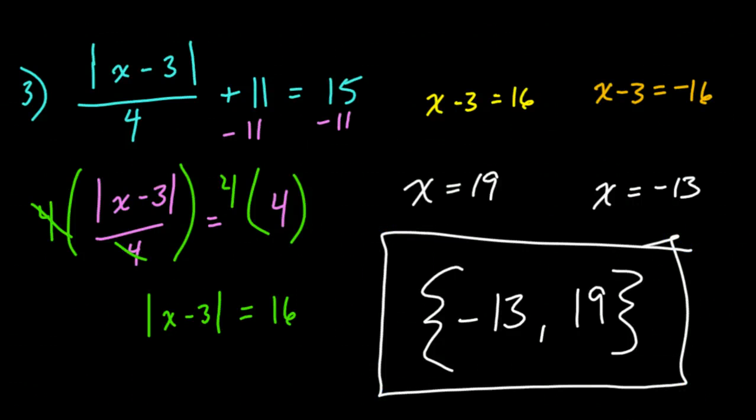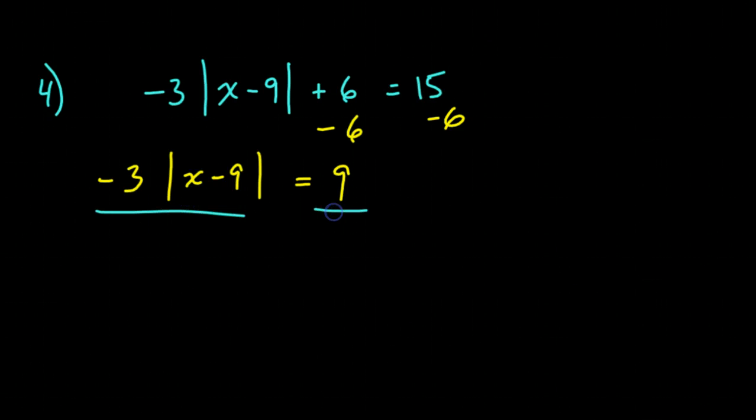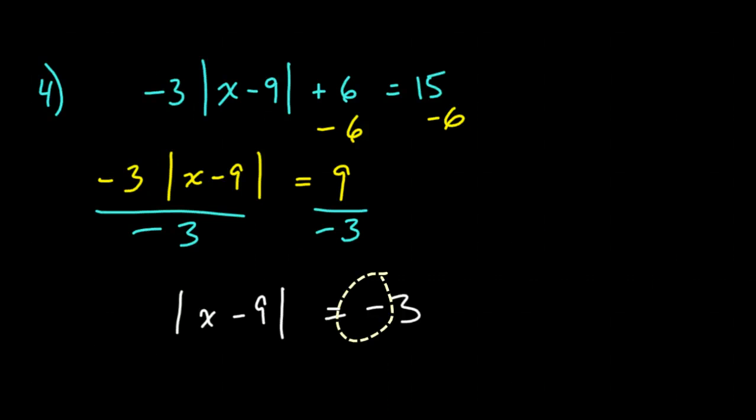And let's do the last problem here. We've got, for number 4, negative 3 times the absolute value of x minus 9 plus 6 equals 15. So I'll subtract 6. I get negative 3 times the absolute value of x minus 9 equals 9. I'm going to divide each side by negative 3, and I get the absolute value of x minus 9 equals negative 3. And right there, I know that that can never happen because it's a negative. So this one has no solution.